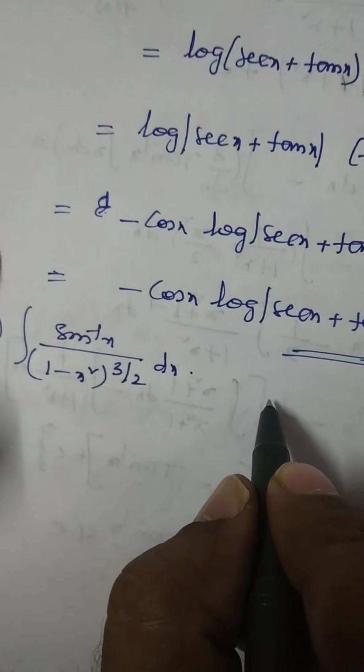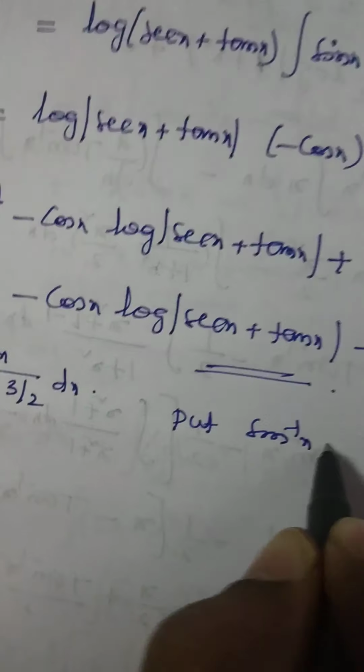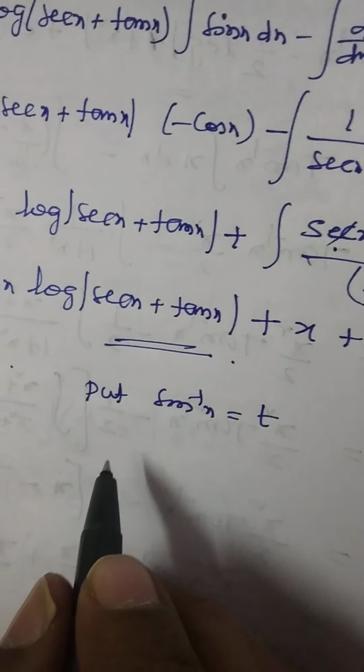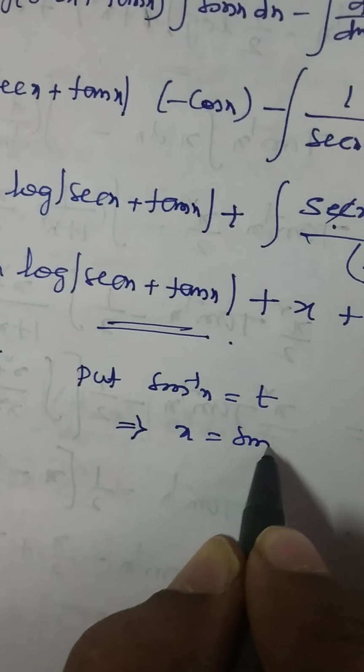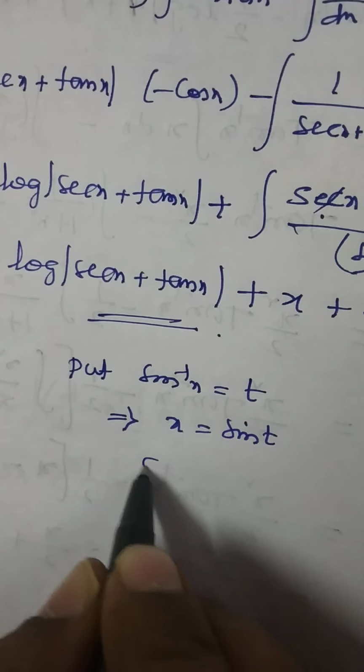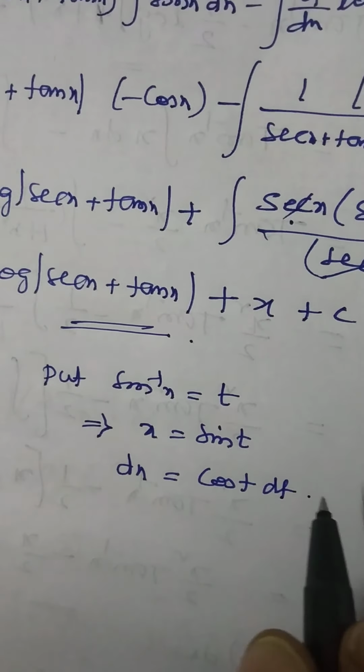Here what we have to do is put sin inverse of x equal to t initially. Sin inverse of x is equal to t. If you put this, then without differentiating, x is equal to sin t, then dx becomes cos t dt.